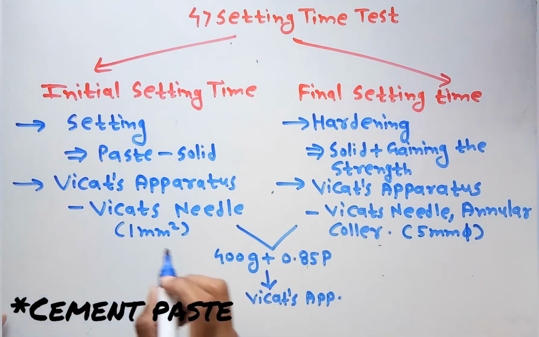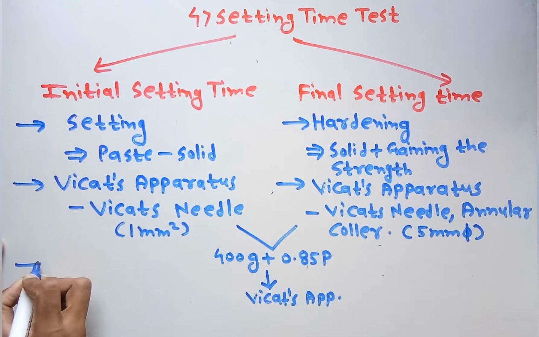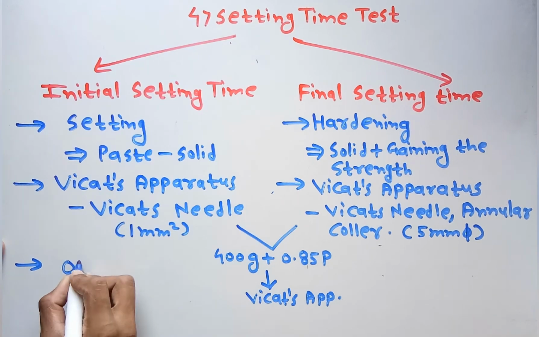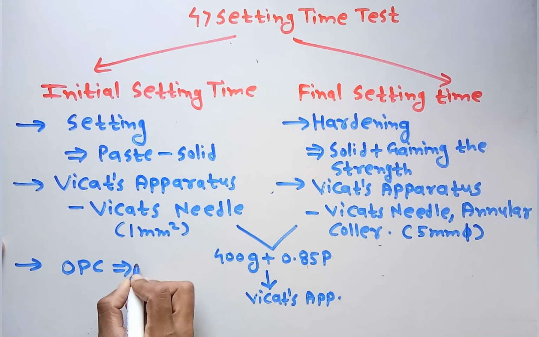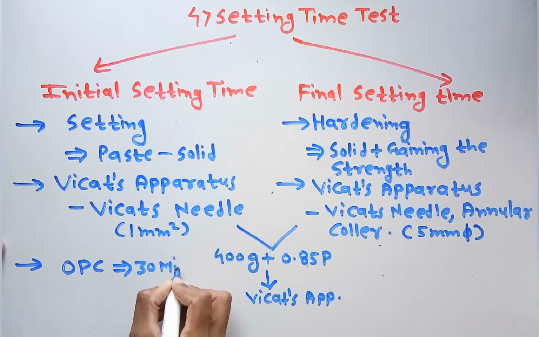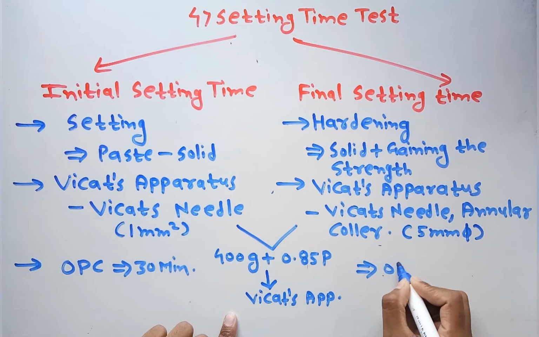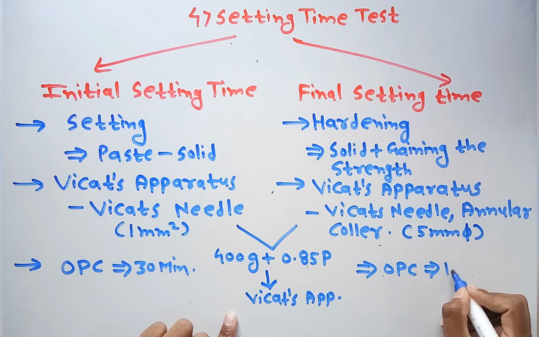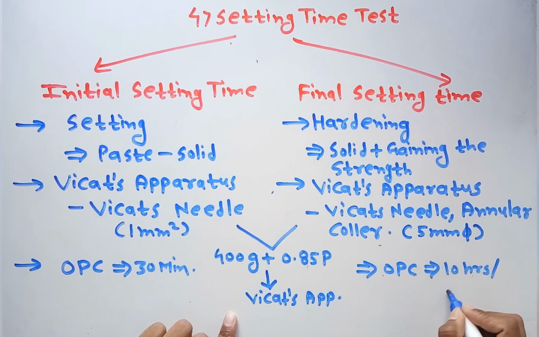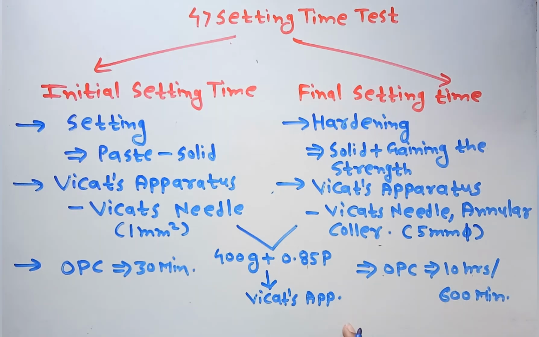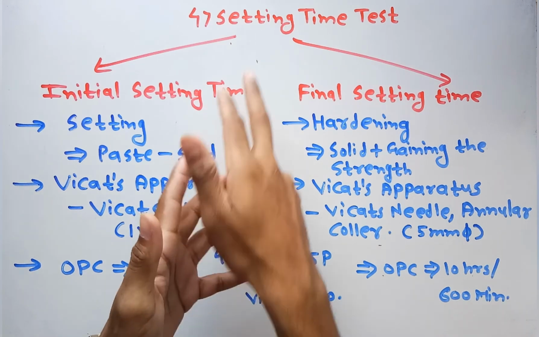So finally the result concluded: the initial setting time for OPC should be around 30 minutes, and the final setting time for OPC is around 10 hours or simply 600 minutes. So this is about the initial setting time and final setting time of the cement. This is all about the soundness test and setting time test.